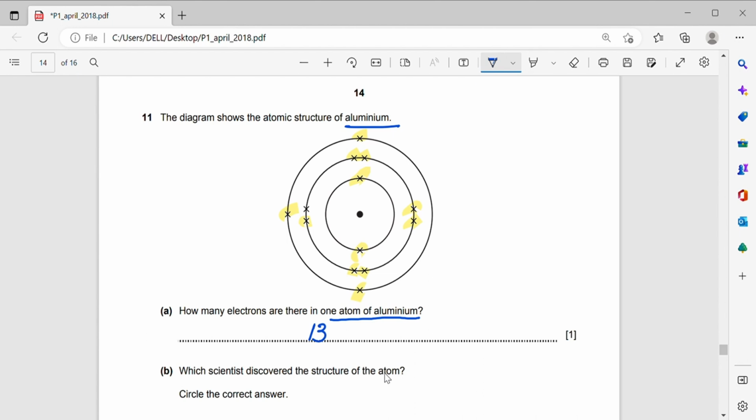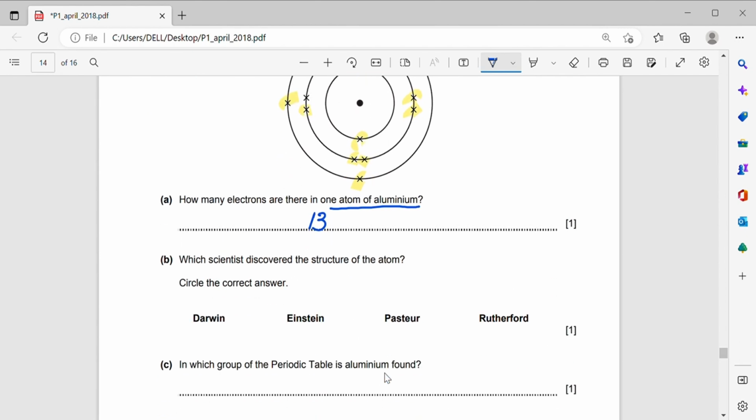Which scientist discovered the structure of the atom? Circle the correct answer. The structure of the atom means who? Rutherford. In which group of the periodic table is aluminum found? Aluminum is found in which group? Aluminum is found in group 3. If we check the periodic table, it's found in group number 3.